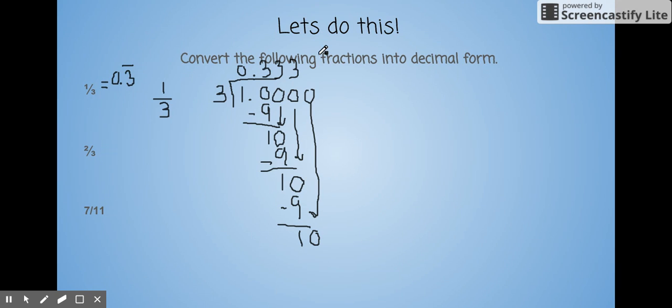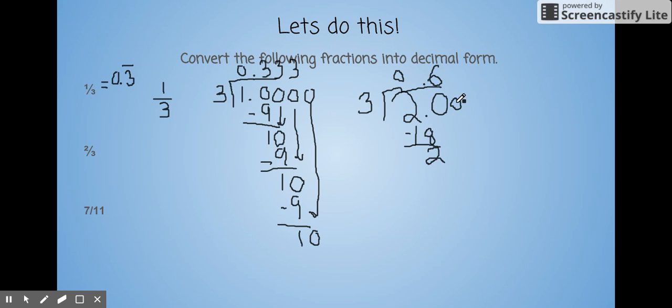We have 2/3. So 2, the numerator, is being divided by 3, the denominator. 3 can't go into 2. So now we're going to place our decimal after the 2, and we're going to change it to a 20. So now we have to think, 3 can go into 20 how many times? Well, it can go in 6 times because 3 times 6 is 18. Okay, now subtract. We have to do 20 minus 18, which gives me a remainder of 2.